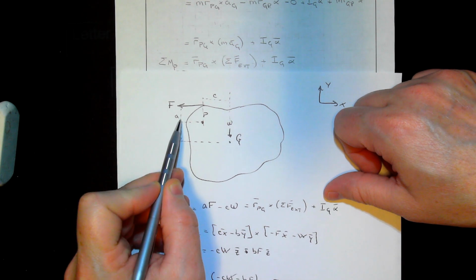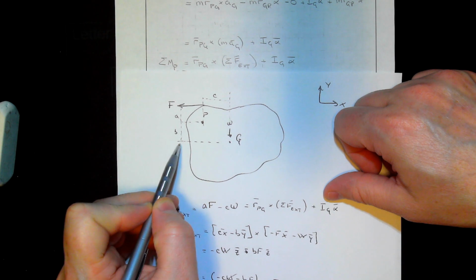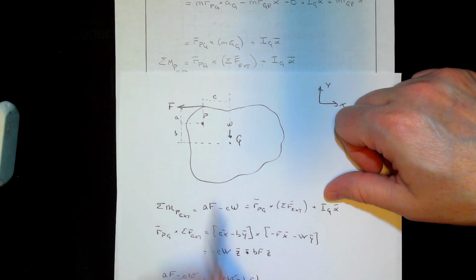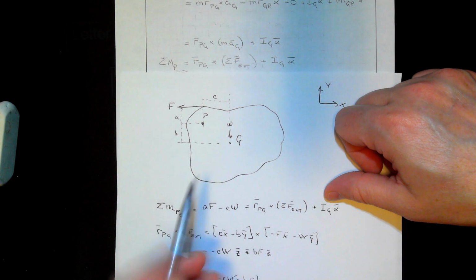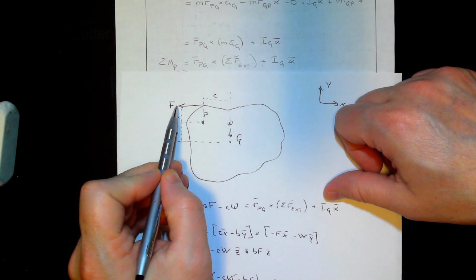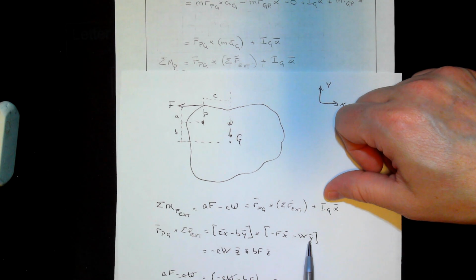Here in the Y I have A to go from F to P, and then from P down to where G is, there's a distance B. So I have CX minus BY to go to there. Cross the sum of all the forces. I have this force going in the negative X. The weight obviously goes in the negative Y. So I'll do the cross products.